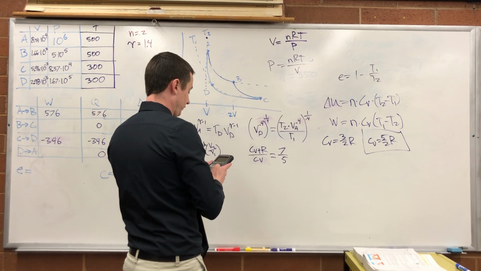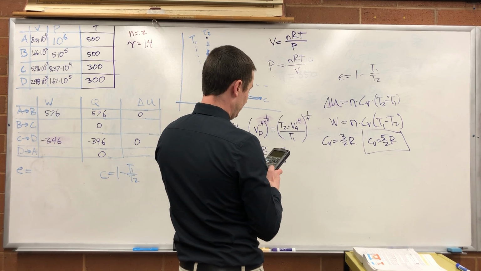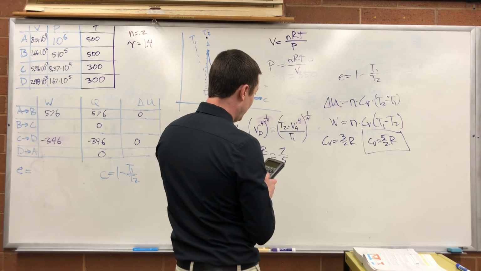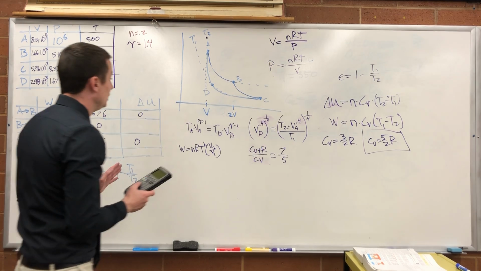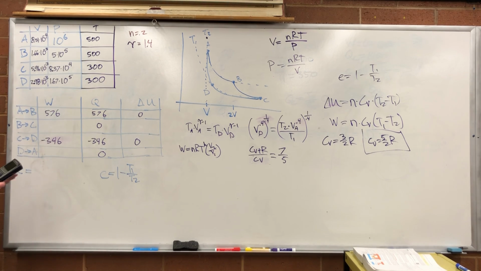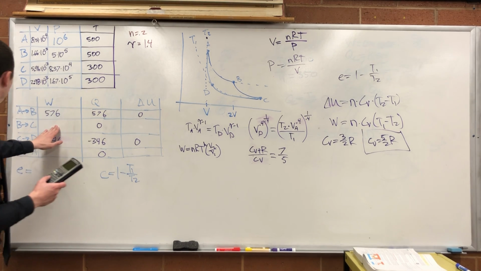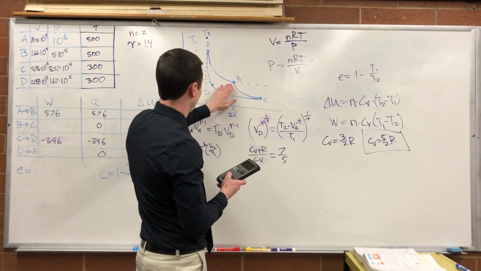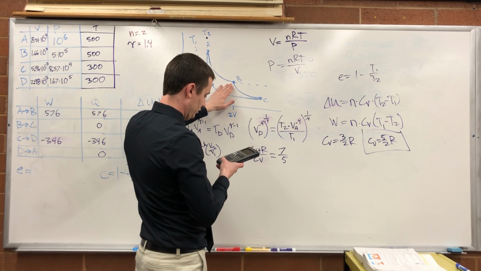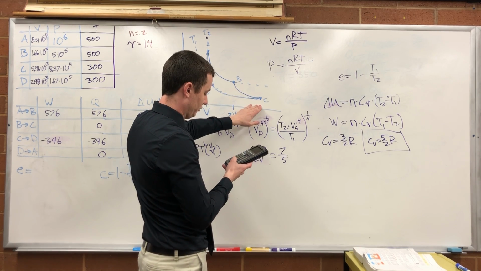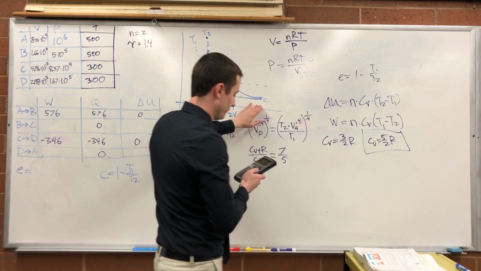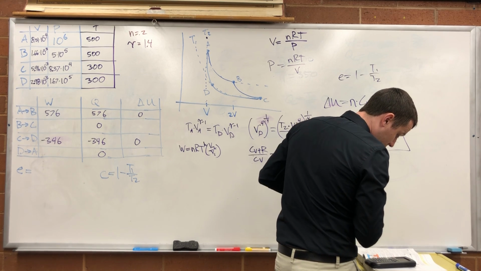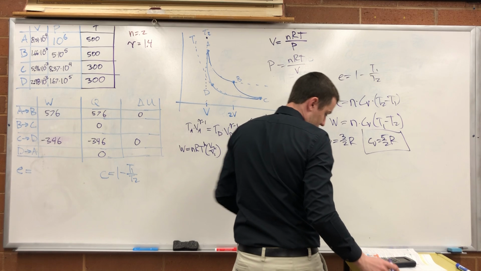Let's make sure we do this right for whichever cycle. So first plug in our numbers. So I have 0.2 times 1.5 times R times T1 minus T2. Which one are we talking about first? So B to C. We have our starting temperature, which in this case is 500, minus our ending temperature, 300. And so we get 499 joules.